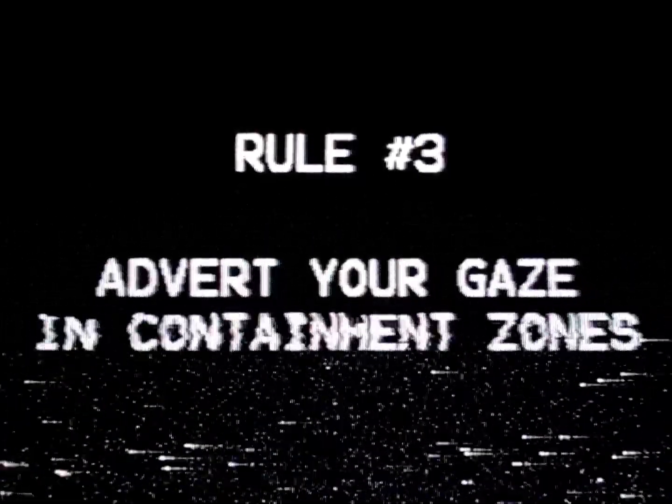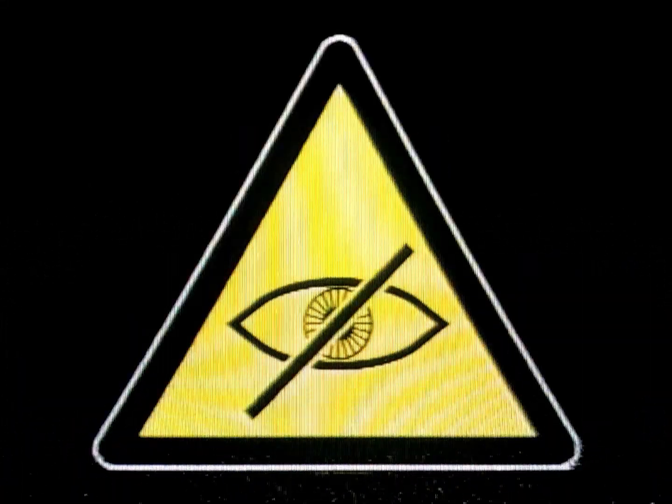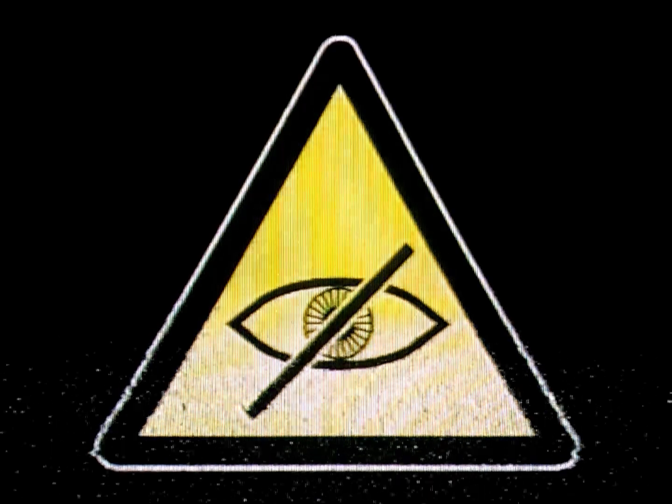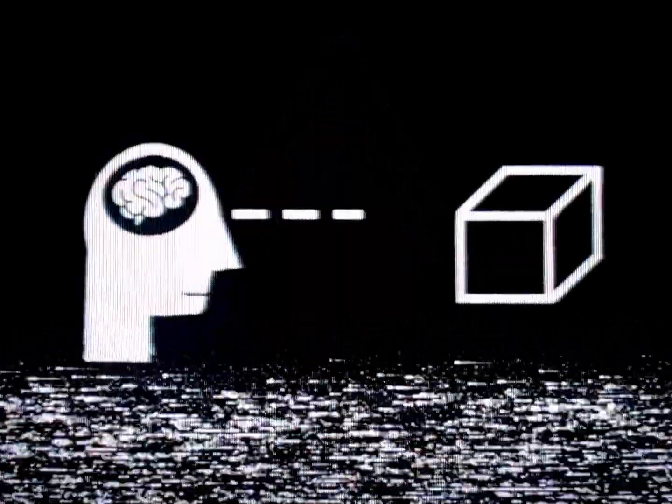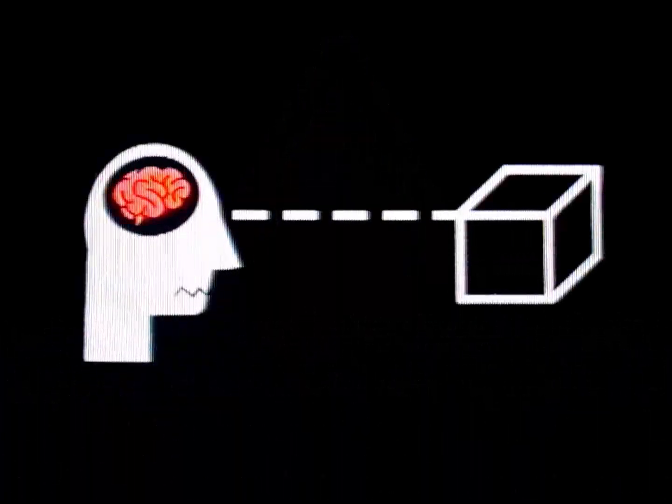Rule number 3. Avert your gaze in containment zones. Approaching cells marked with the "Do Not Look Directly" sign demands utmost caution. Direct eye contact could lead to psychological distress, temporal dislocation, or even cognitive dissolution. Utilize specialized viewing apparatus provided, ensuring your safety and the integrity of the containment measures in place.